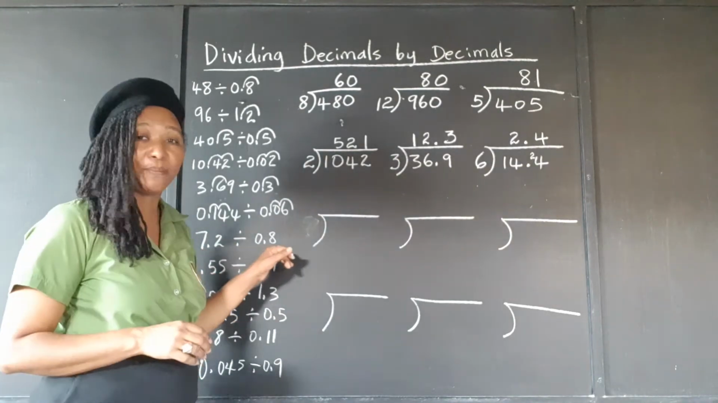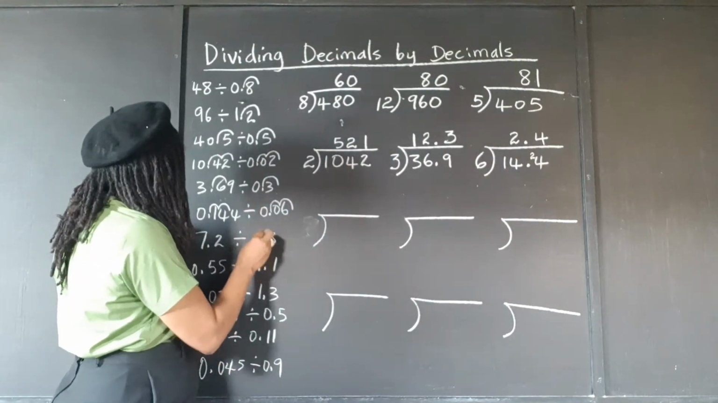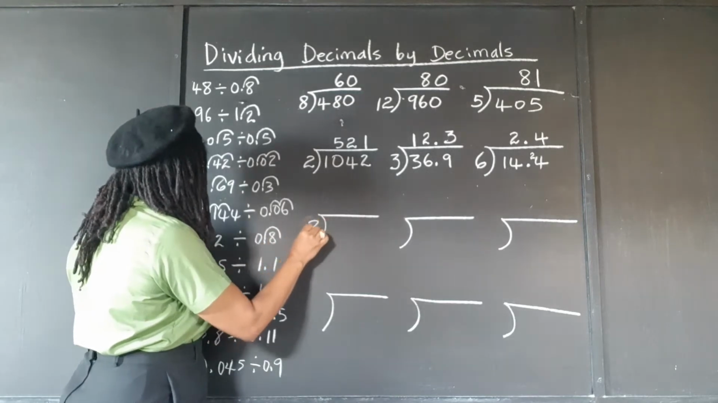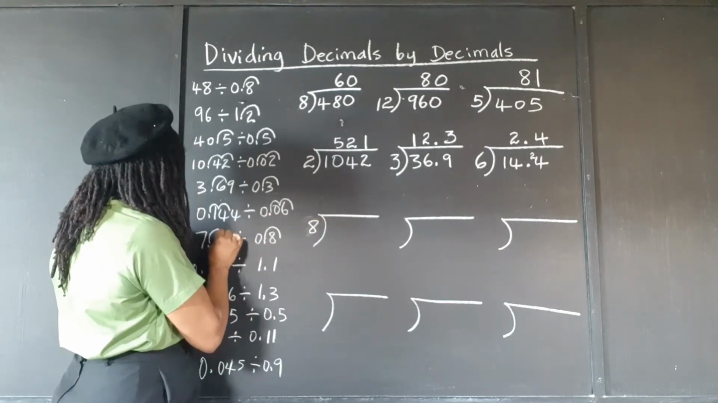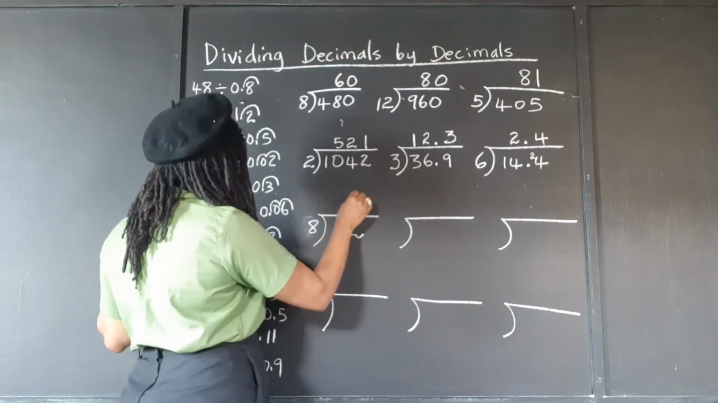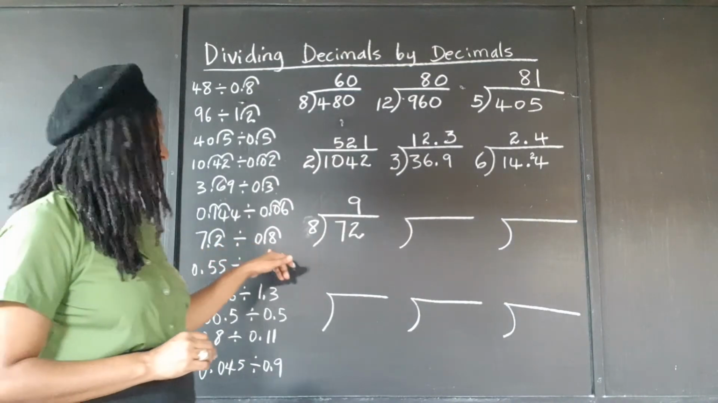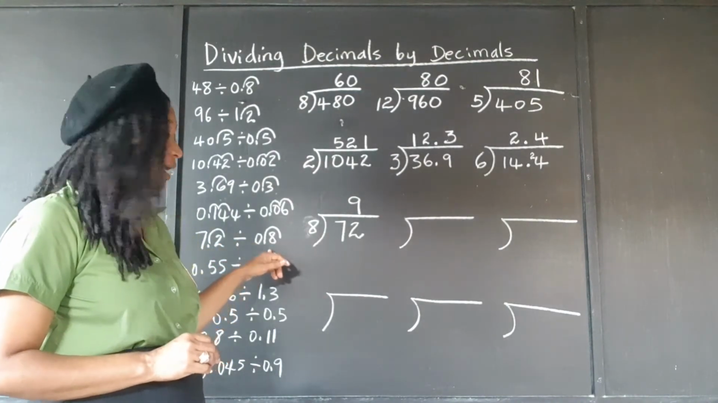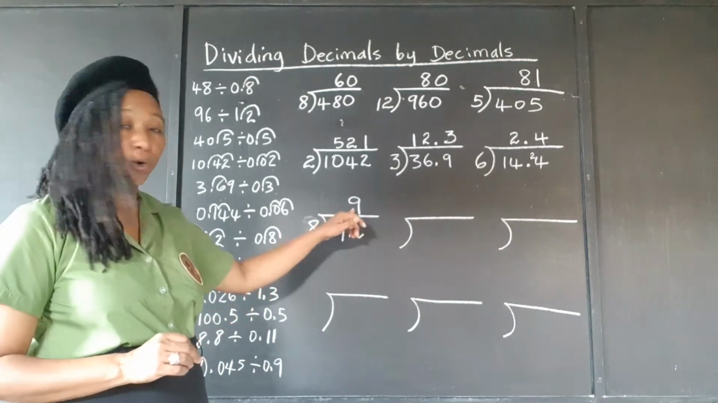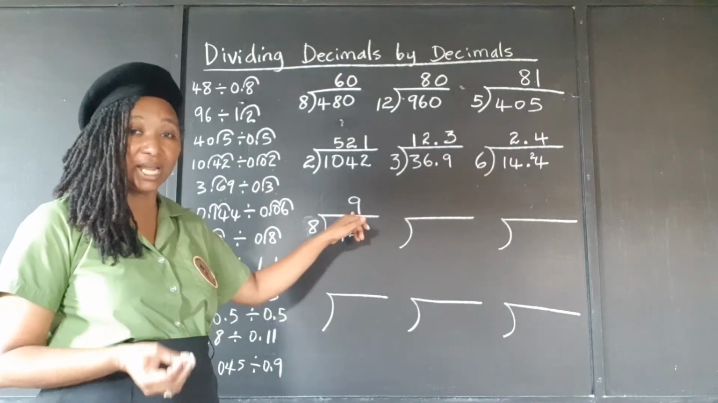7.2 divided by 0.8. We have one decimal place in the divisor. We're going to clear that. Multiply by 10 and it becomes 8. Multiply by 10 and this becomes 72. And we know that 8 goes into 72 9 times. So 7.2 divided by 0.8 is the same as saying 72 divided by 8. And the quotient, the result of that division, gives us 9.